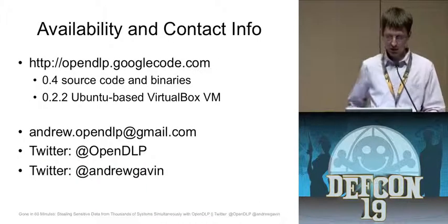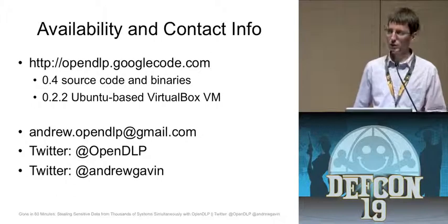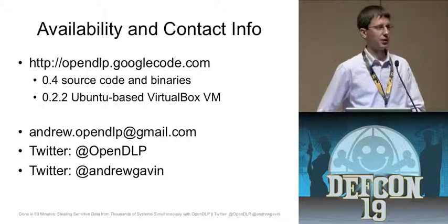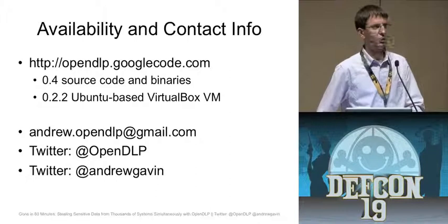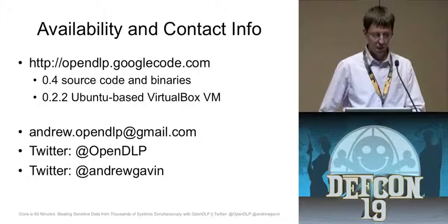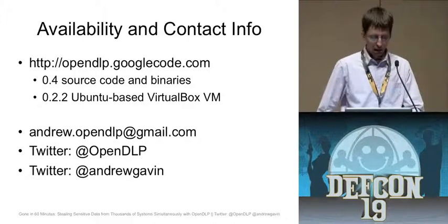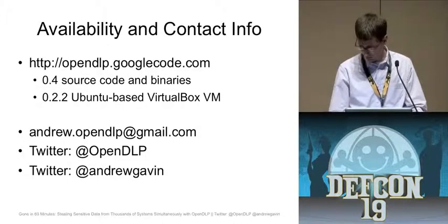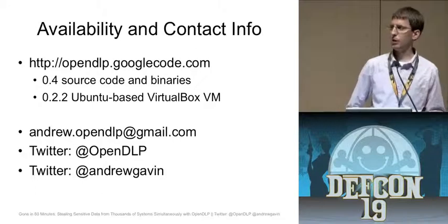But this is the project page. It's on Google Code, and the current version is 0.4, and it's a bit of a pain in the ass to install, so I made a VM about a year ago. The VM is a little outdated. I'm going to update it in the next few weeks, but it's based on 0.2.2. It's easy to upgrade. And then my contact info is there, and I believe we have time. Yeah, we have maybe 5 minutes for questions if anybody wants to.